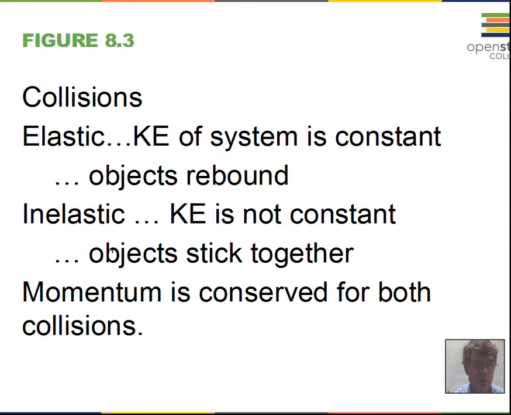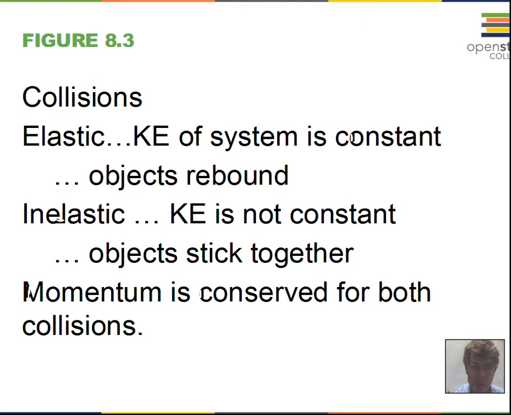Momentum is conserved in both types of collisions that we'll discuss. In this video, elastic collisions. In the elastic situation, the kinetic energy of the system is constant. We're not going to have any losses of energy. And the objects will not stick together. The objects are going to bounce off of each other.